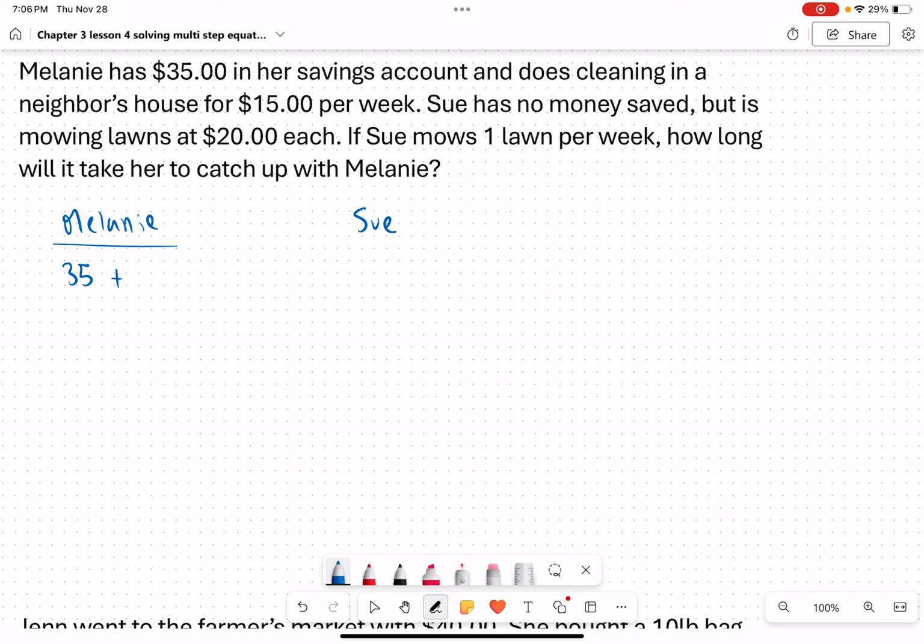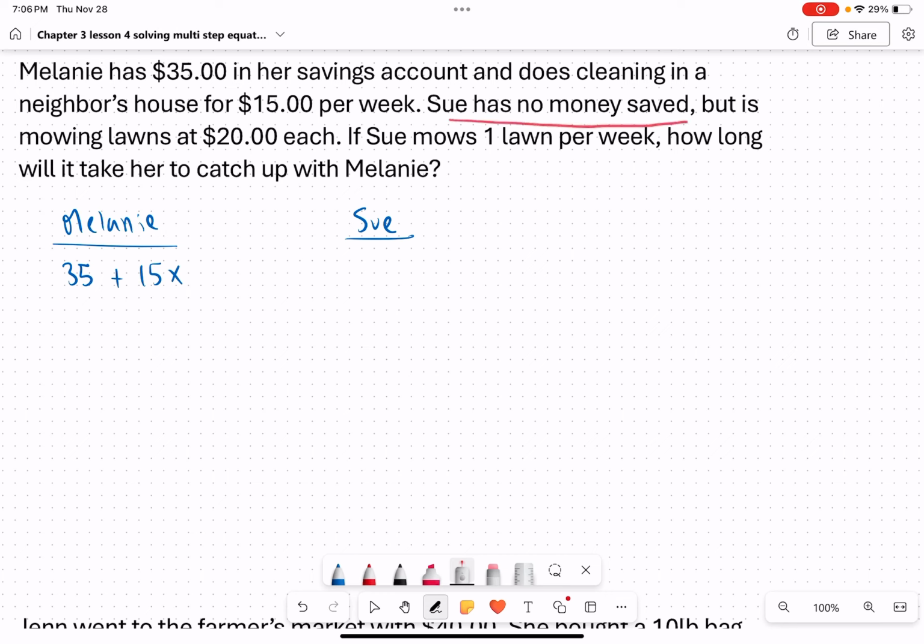So now we have to add the number of weeks. And every week she earns $15 for cleaning the house. So it's going to be 15x. That is $15 per week. Okay, we are done with Melanie. That's all the information that it gives us about her. And now let's take a look at Sue.